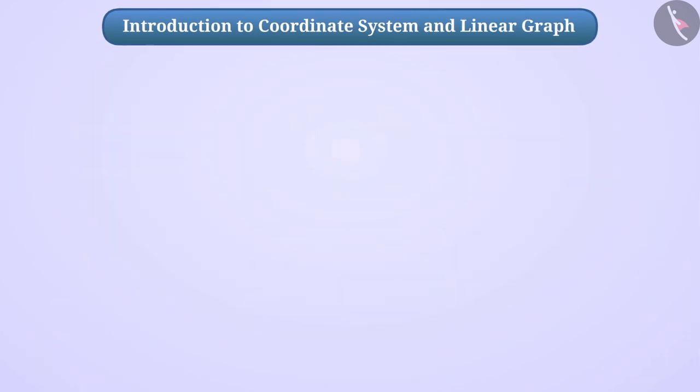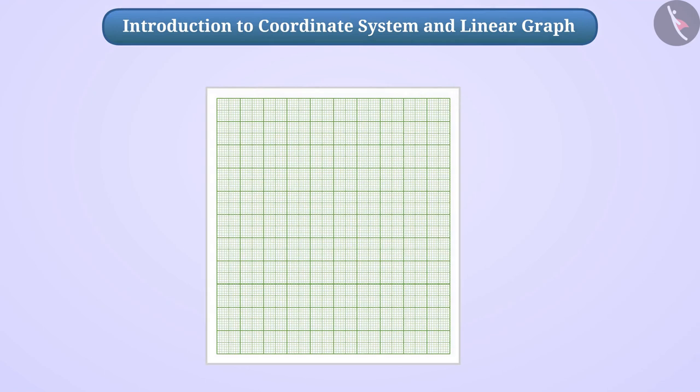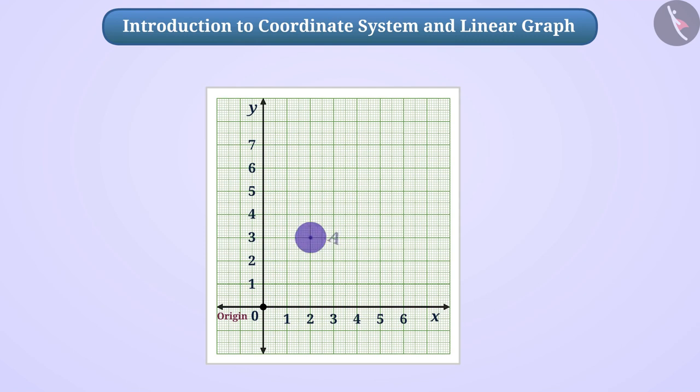For example, there is a graph paper showing the x-axis and the y-axis. They are perpendicular to each other. Their point of intersection is called origin. Assuming the origin point as 0, we represent numbers on the x-axis and the y-axis. If we take a point A on the graph, we can say that its position is represented by the number 2 of x-axis and number 3 of the y-axis.